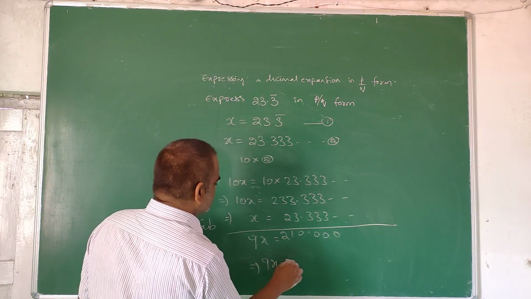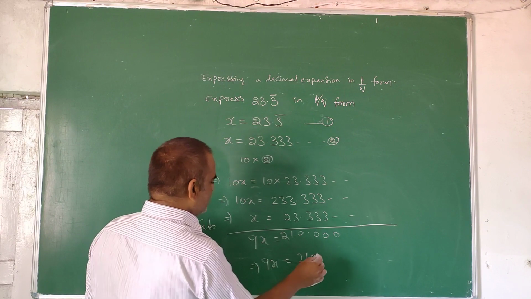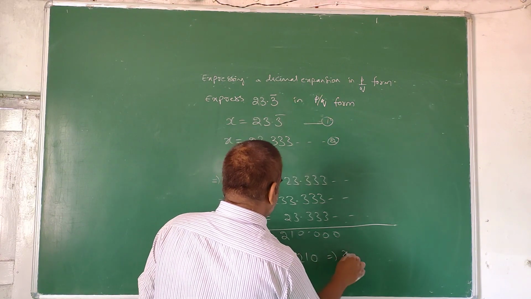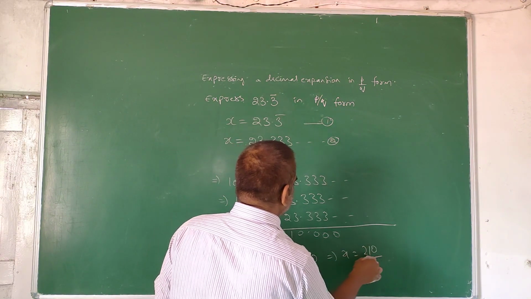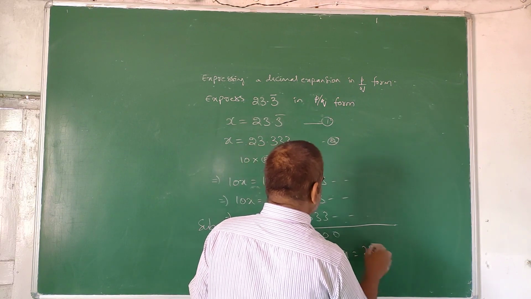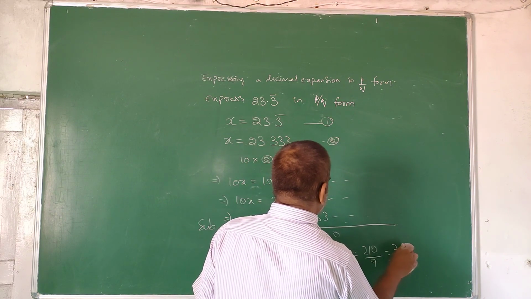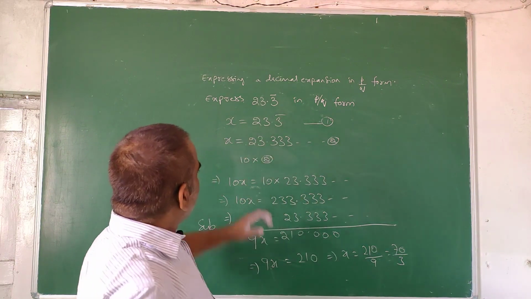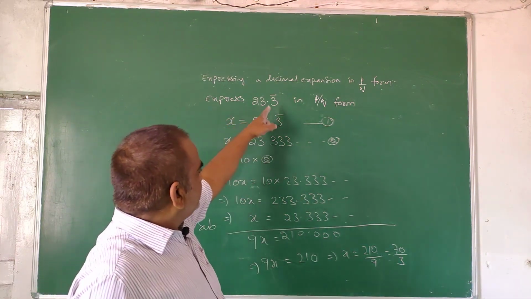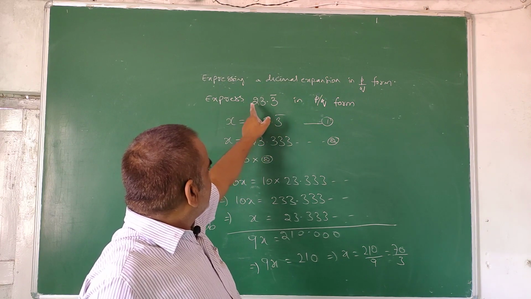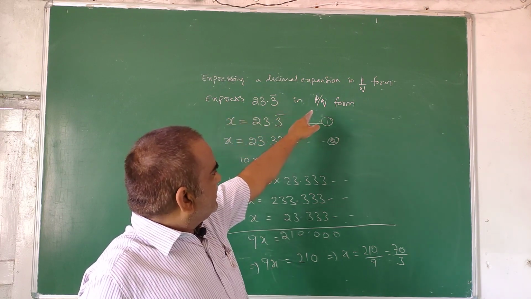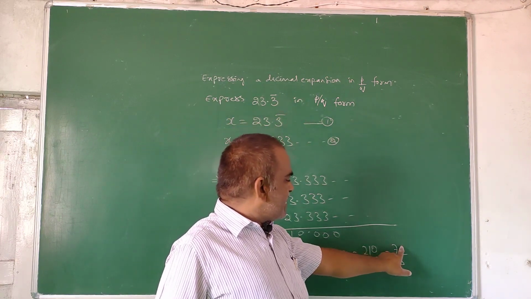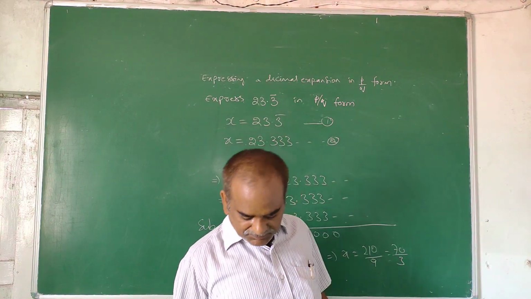Subtract: 10x minus 1x is 9x is equal to 210. Then x is equal to 210 by 9. If you cancel it, 3 70s are 210, 3 3s are 9. So 70 by 3. So for 23.3 bar, P by Q form is 70 by 3. Did you understand?